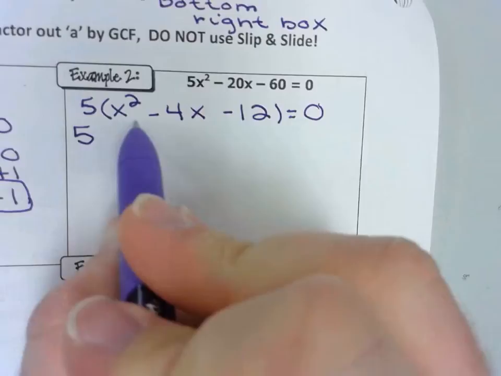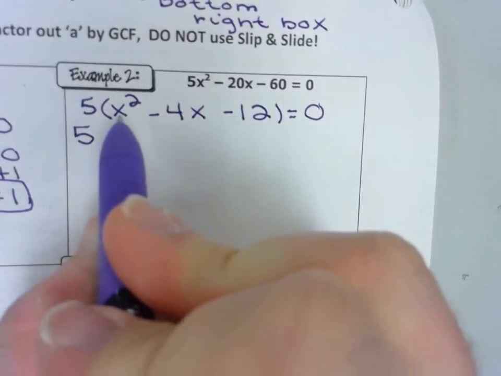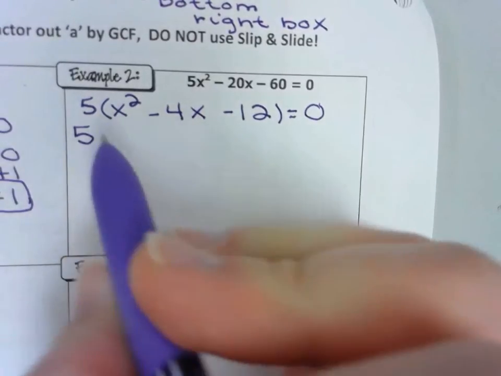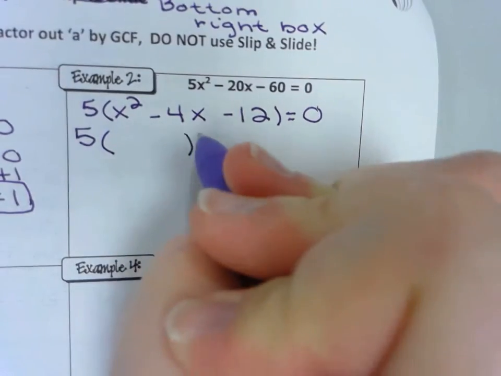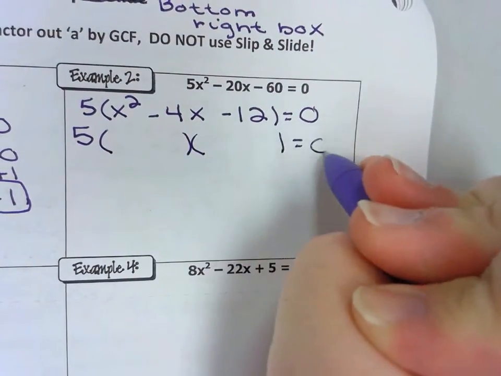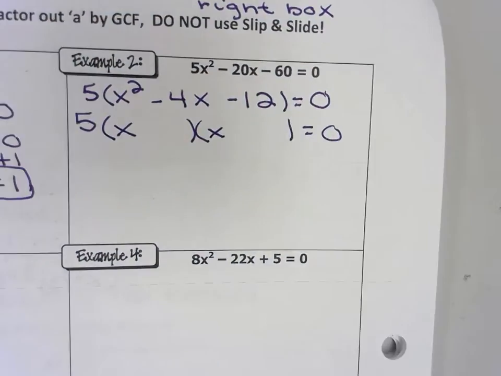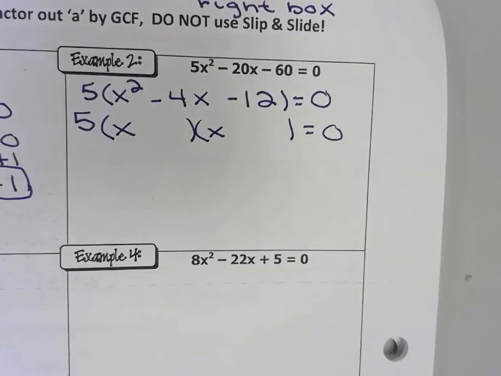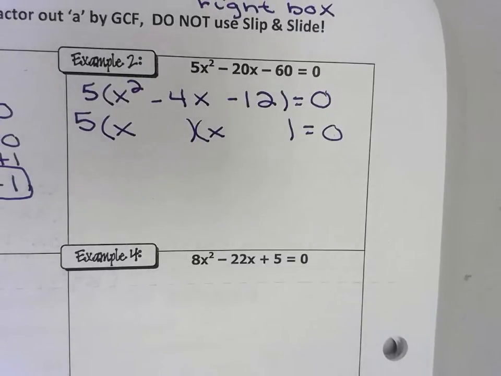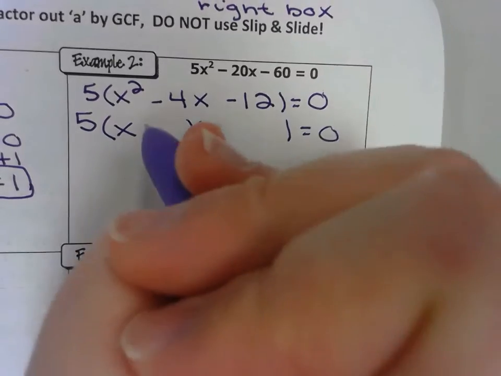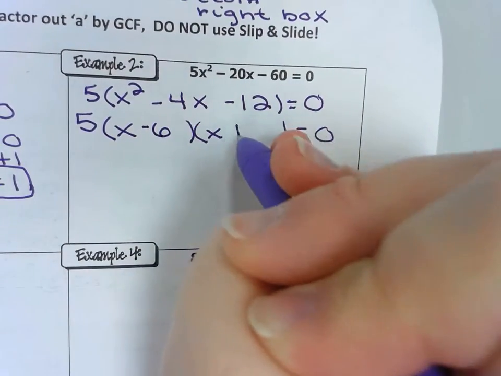Now, Caleb, if you see what's left, I have a 5 out front. When I look inside my parenthesis, I have a positive 1 in front of x squared now, which means I can use the shortcut way to factor this. Because there's a positive 1 in front of x squared now, I need two numbers that multiply to give me negative 12 and add to give me negative 4. Negative 6 and positive 2.